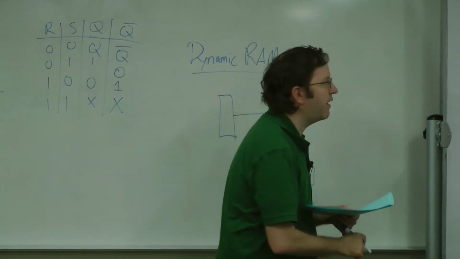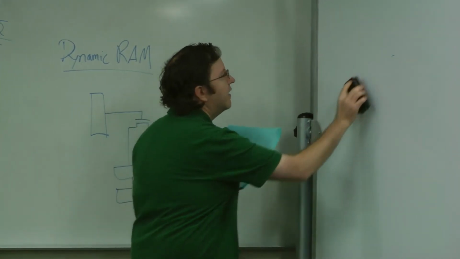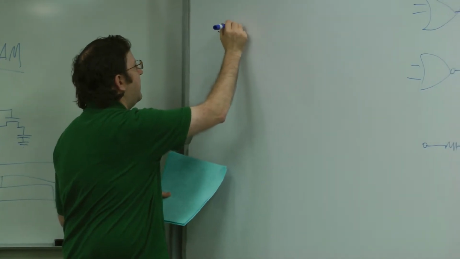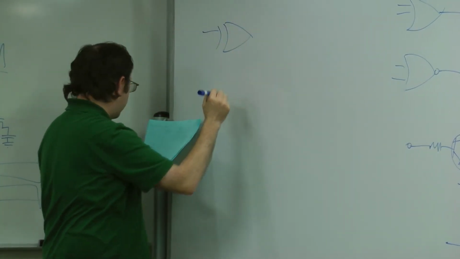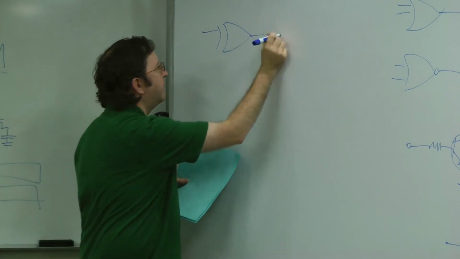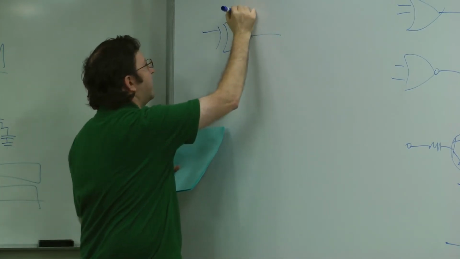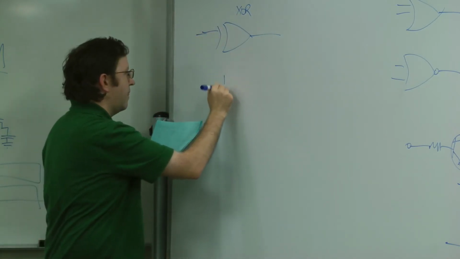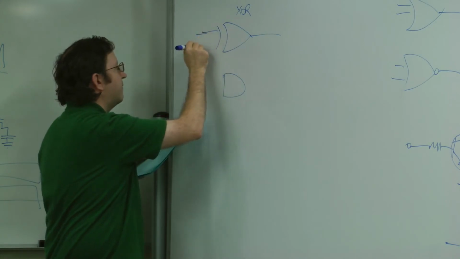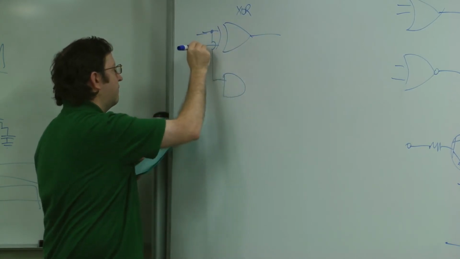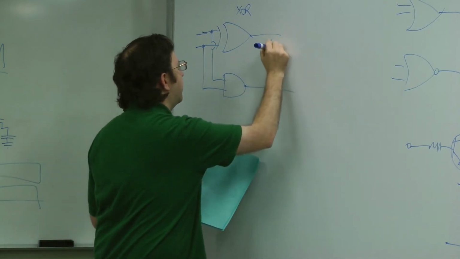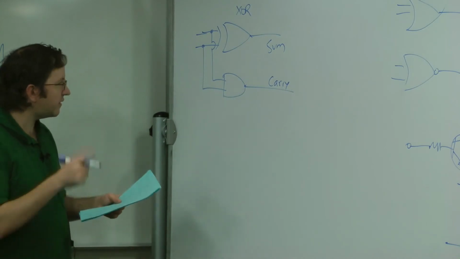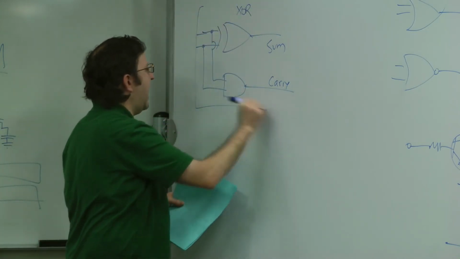So the next thing I wanted to talk about was addition. And basically, it turns out that addition is relatively simple. You use an exclusive OR to do the sum, and then an AND to do a carry. And this circuit right here is called a half adder.